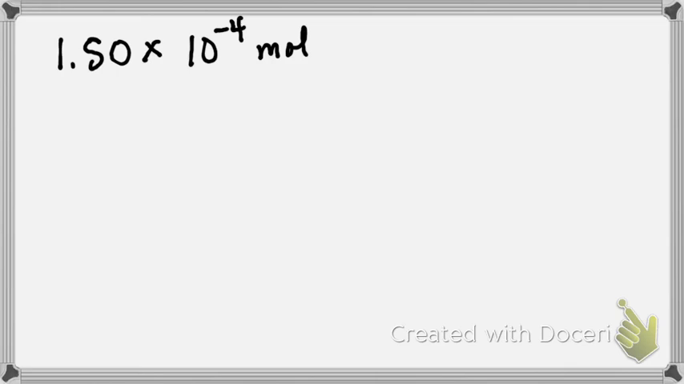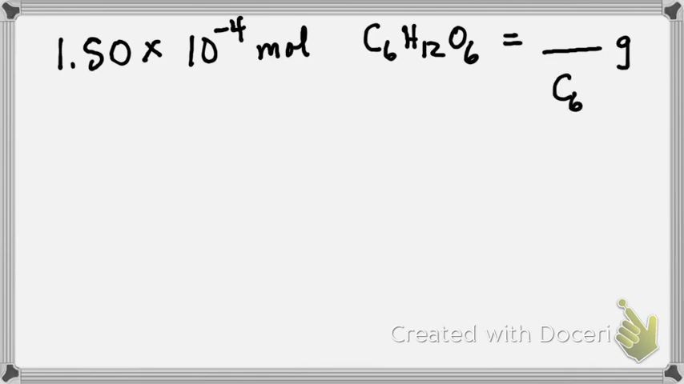So now let's look at the reverse reaction, the opposite calculation. Let's say that I have 1.50 times 10 to the minus 4 moles of glucose, C6H12O6, and I want to find the grams of glucose. Again, C6H12O6.